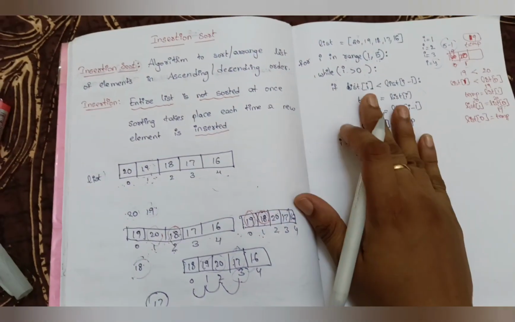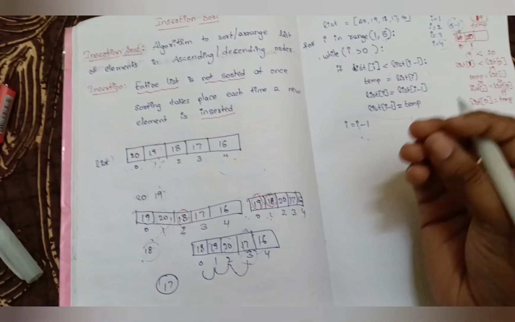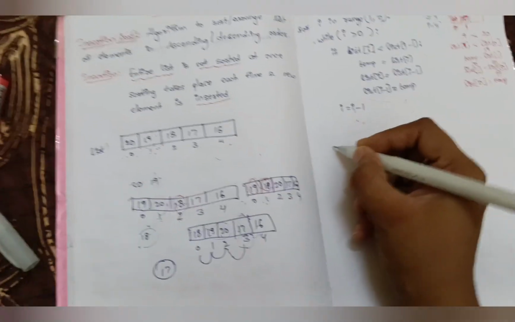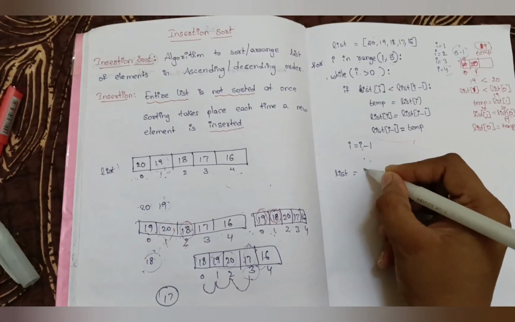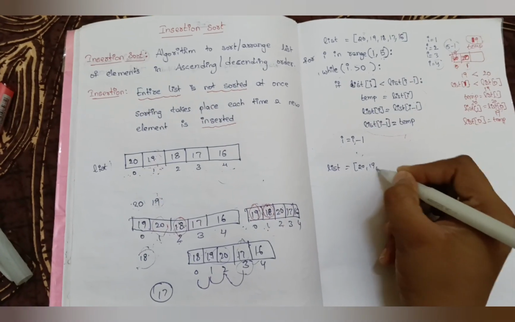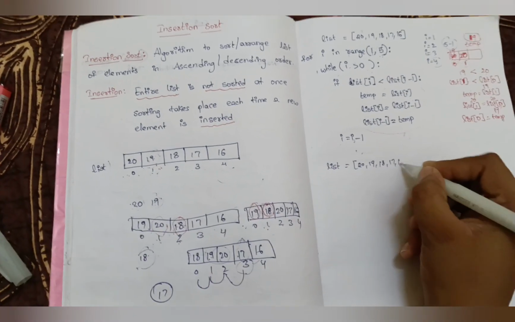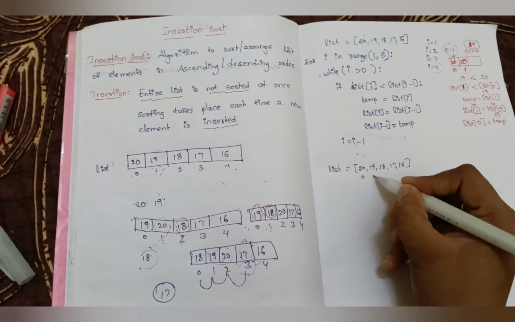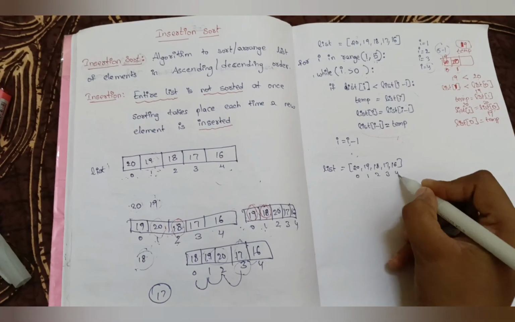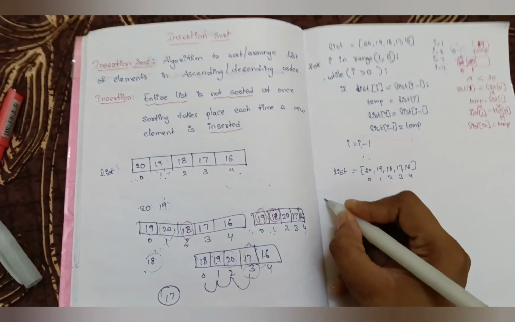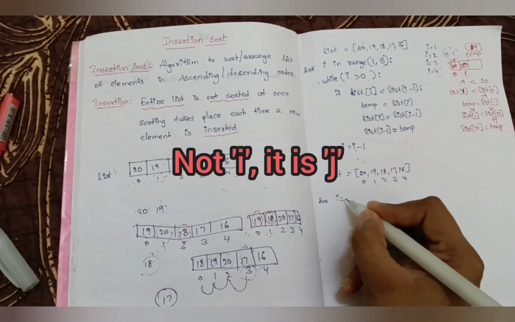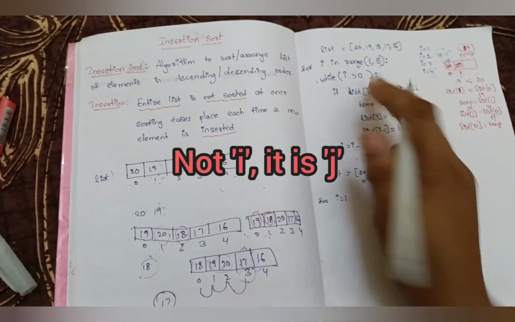Now let's trace this program so that you can understand the logic better. First of all, my list has these elements: 20, 19, 18, 17 and 16. Zeroth index is this, then first, second, third and fourth index. First of all, let me go to this one. For the first iteration, i value will be 1.